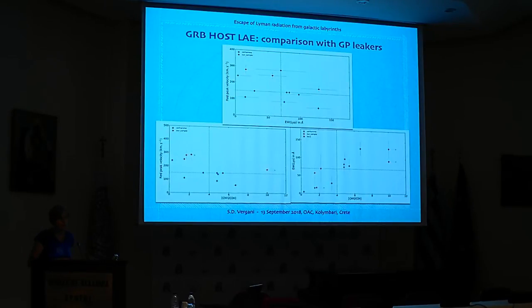Then we also try to compare with the known good candidates for Lyman continuum photon leakers, the Green Pea galaxies. In orange are the points of our first sample, and in blue the points of Green Pea leakers. Those are the regions where you're supposed to have good candidates for Lyman continuum leakers. And in fact, you can see that in our case just one galaxy could correspond to this diagnostic, and the neutral hydrogen column density of that galaxy is 10 to the 19.5, more or less.